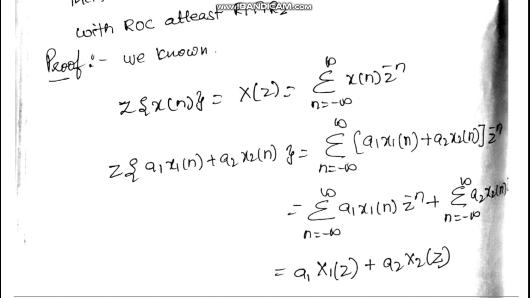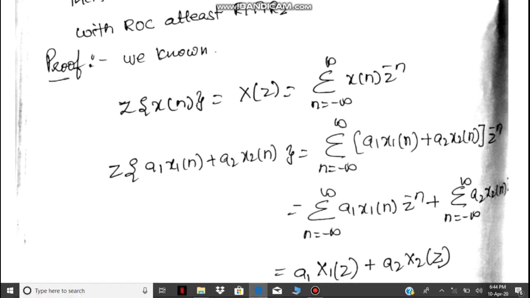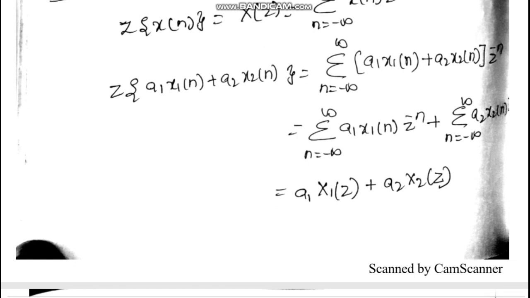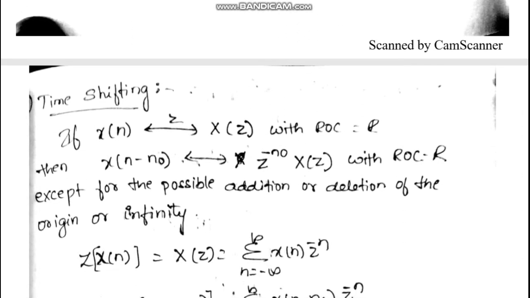If you see, each individual term is your X of z. Since the suffix is x1, we represent this as X1 of z, and a1 is your weighting factor. So this is a1 multiplied with X1 of z plus a2 X2 of z, and hence the linearity is proved. Now let us go for another property, which is called time shifting.